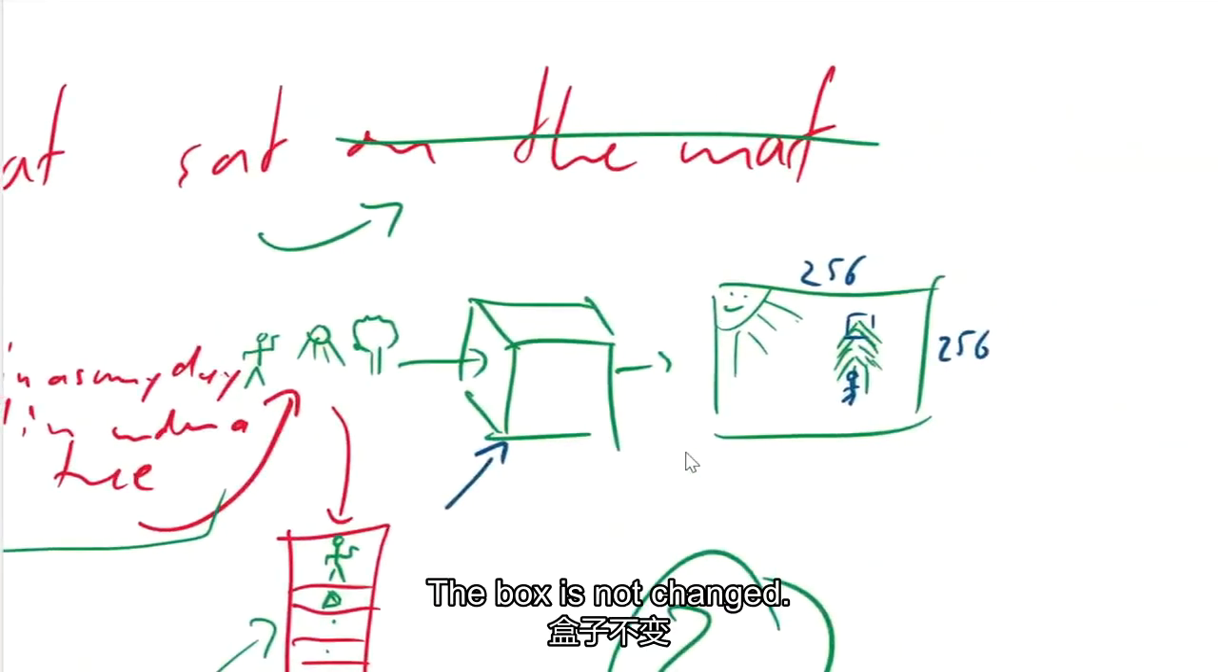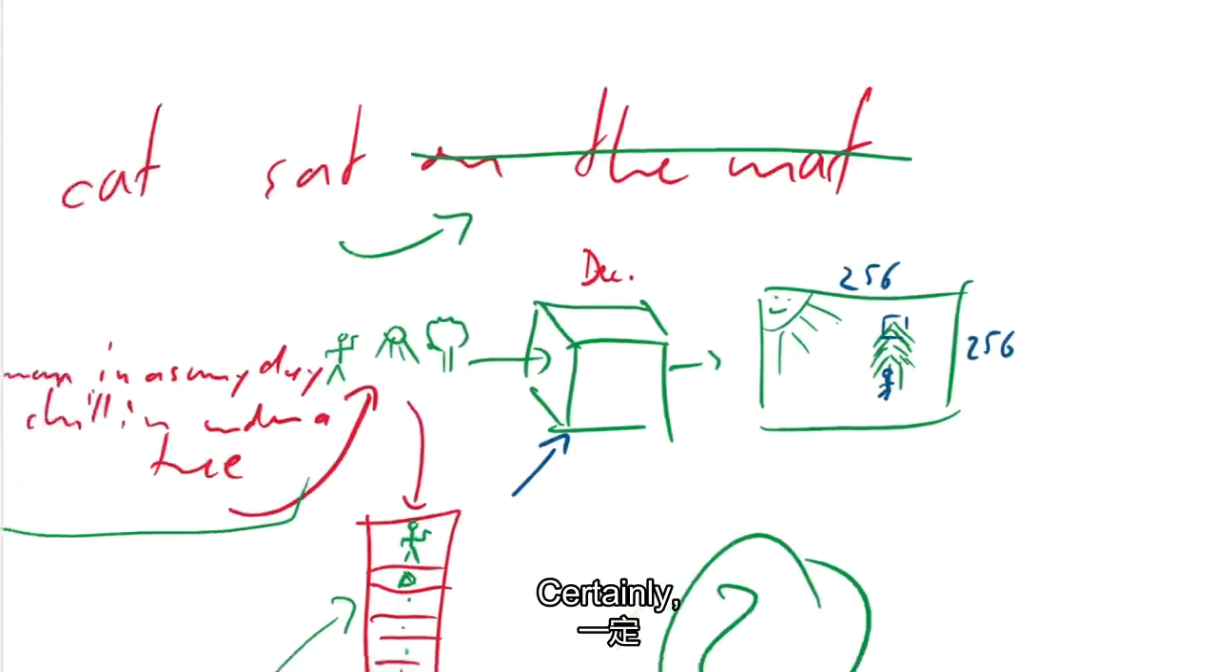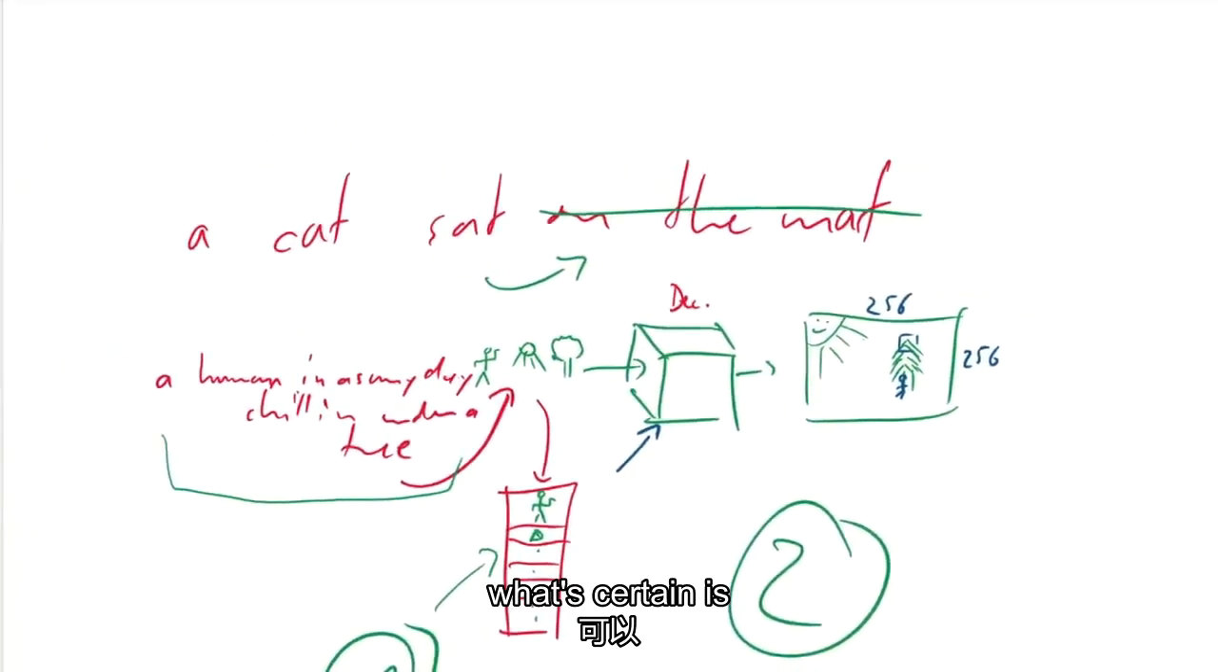The box is not changed. It's possible that they also train the decoder here, but I don't know. I can't tell this from the blog post. What's certain is that they don't train the encoder.